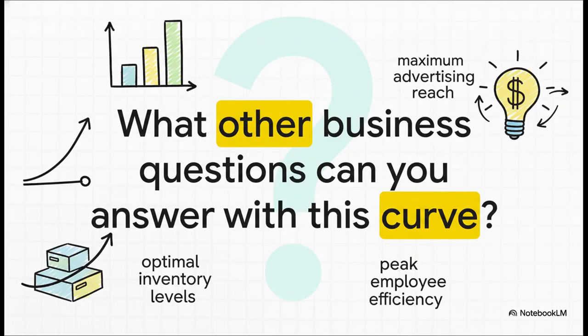So, to wrap up, we've built a really solid method for finding the optimal point for any business situation that follows this parabolic curve. You now know how to find minimum cost and maximum revenue with mathematical precision. I'll leave you with a final thought to ponder for our next class. Now that you can find the peak of the profit hill, what other business questions could you answer with this?